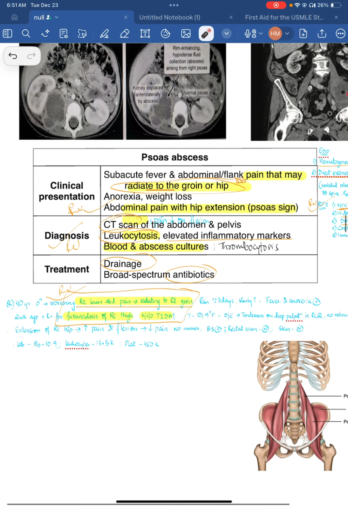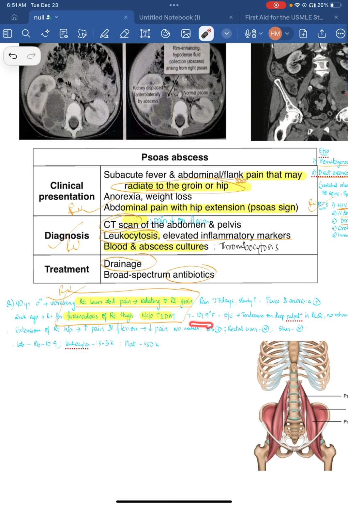There was a question. 40-year-old male, worsening right lower abdominal pain, radiating to right groin. Pain for 7 days, slowly increasing. Patient has fever and anorexia. 2 weeks ago, treatment for furunculosis of the right thigh. Known case of type 1 diabetes. So you can see there's an adjacent infection going on and the patient is immunocompromised.